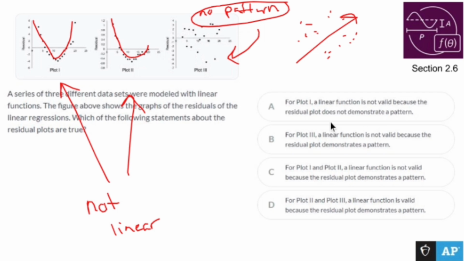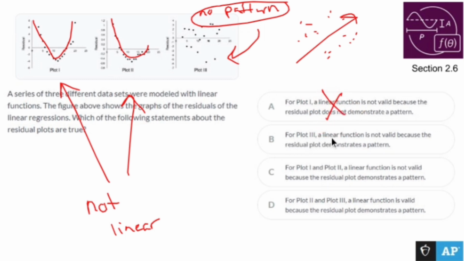Plot 3 is linear. So plot 1, a linear function, is not valid because the residual plot does not demonstrate a pattern. That is true. What do I want? Which of the following statements about the residual plots are true? For plot 1, a linear function is not valid because the residual plot does not demonstrate a pattern. I'm sorry, it does demonstrate a pattern, so A is no good.